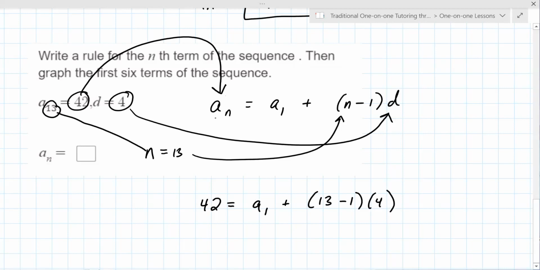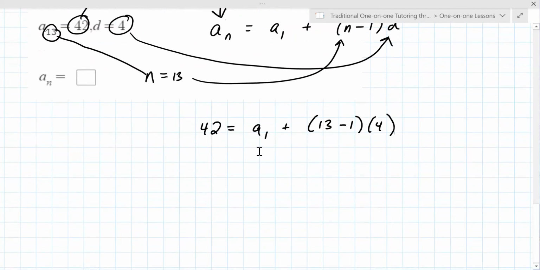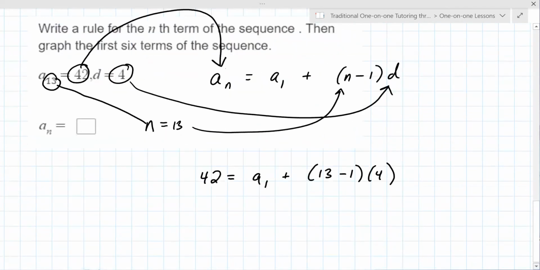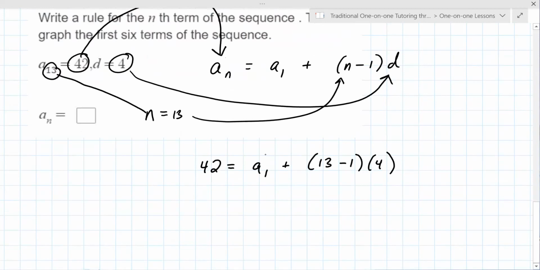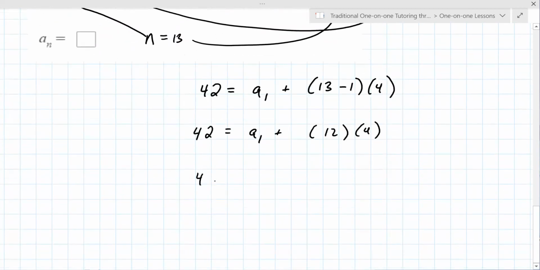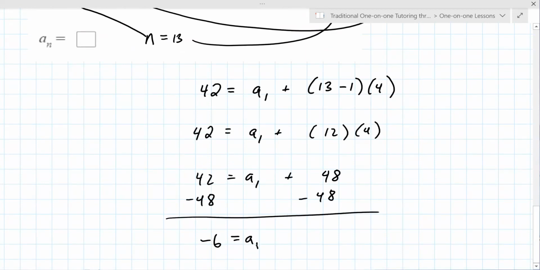You're going to have to be able to do this on your own. So really try to buy into it, or ask me questions if it's not clear why this is the case. Notice there's only one unknown here, just A_1. 13 minus 1 is 12. 12 times 4 is 48. Subtract 48 from both sides. That gives you A_1.